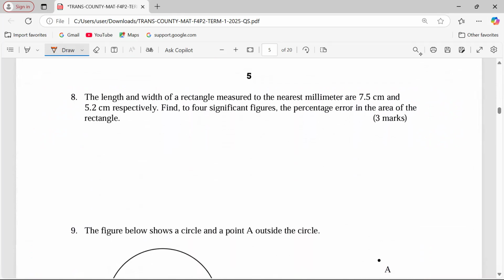Number 8 is a question on errors and approximations. So we're going to look at the question.